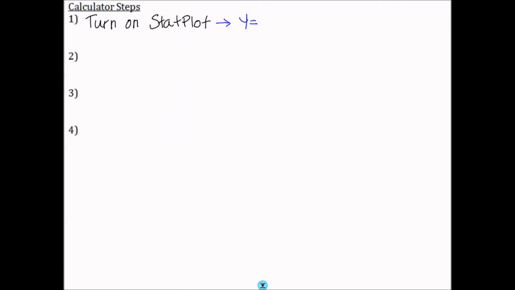So you go to y equals, you go to plot 1, and then enter. And you only have to do this once. The rest of the steps you need to do every time you want to calculate a regression equation. So step 2 is to input the data.